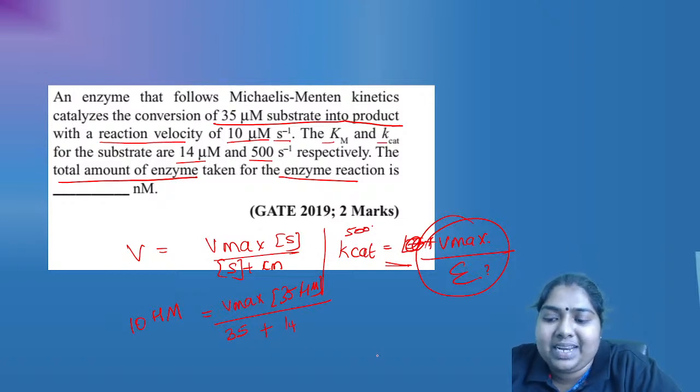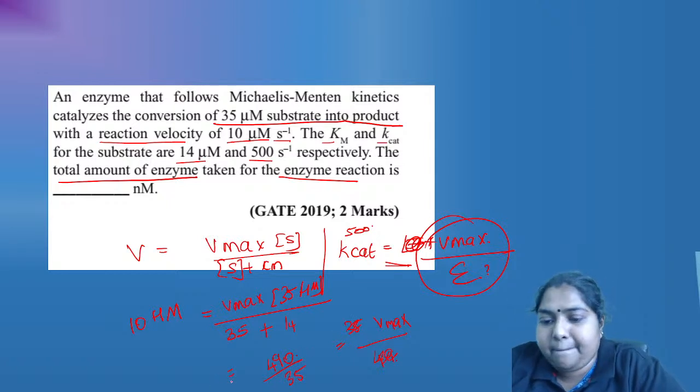Right. So it is going to be 49. Correct, no? S plus Km is 49. So there is 35 Vmax. It is equal to 10. So it is like 490 is equal to 35 into Vmax. So Vmax is equal to 490 divided by 35. So what is the answer? 490 by 35.